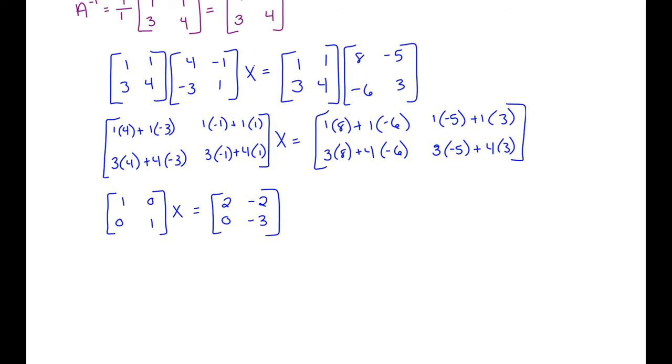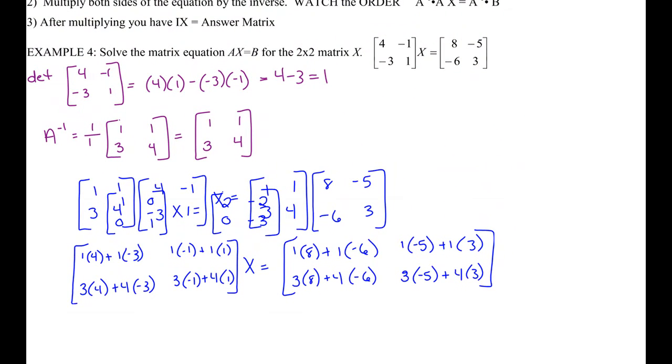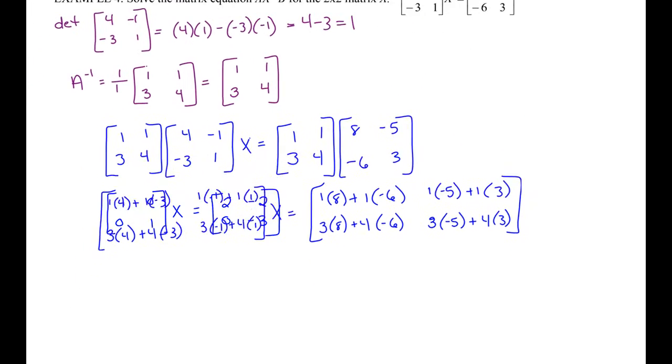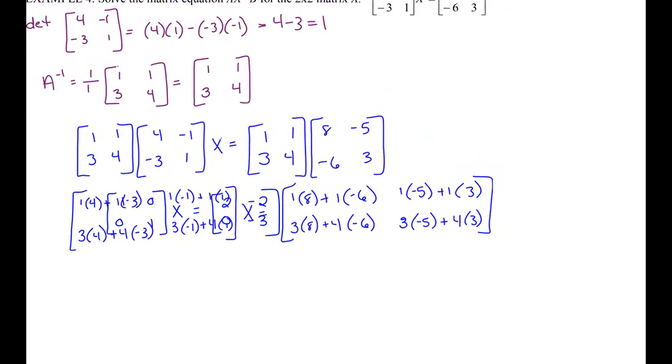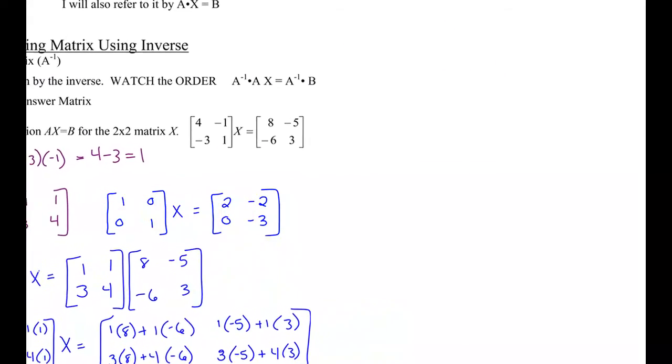So what this means, if we would go back and look at the original problem, this matrix that we found, the 2, negative 2, 0, 3, if you multiply 4, negative 1, negative 3, 1, by the matrix that we just found, you should get our answer now of 8, negative 5, negative 6, and 3. So we're able to solve for the missing matrix by multiplying both sides by the inverse.